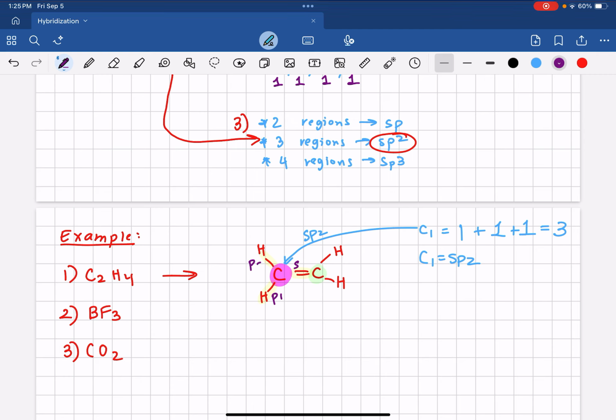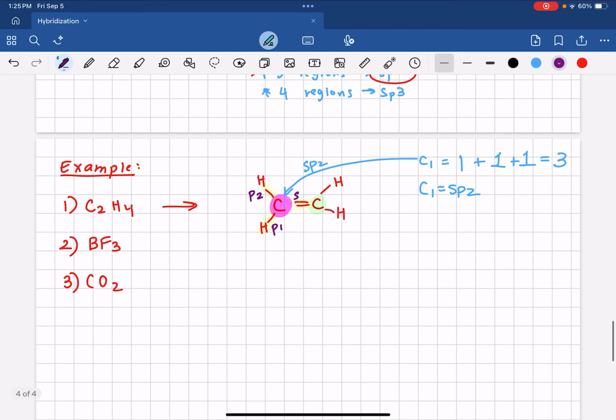sp1, p2. Okay, now let's do the second carbon. Let's do the second carbon and figure out what its hybridization is as well. Let's count the electron density regions around it. So let me just erase that, just so that my highlighting will not be too much and overwhelm anyone who's watching this video. Carbon 2. Let's count the electron density around it.